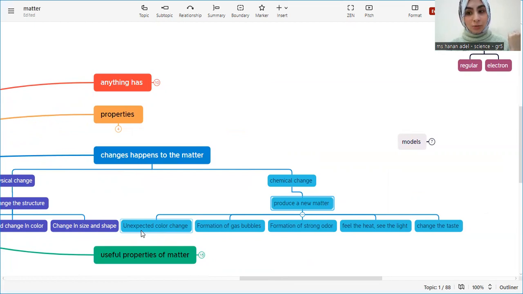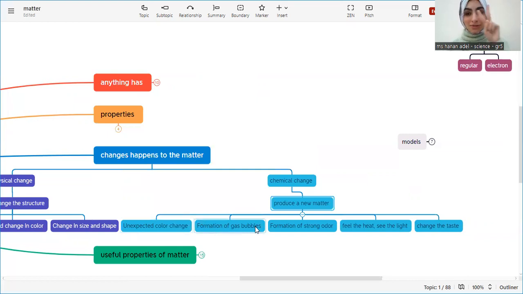So the iodine, which has a red or orange color, when I put it in cornstarch, which had a white color, you expect it will be red or orange, the same color of iodine. But when we put it, it gives us a dark blue color, which is an unexpected change in color. It means we had a new material formed with a different structure. So this is a chemical change.